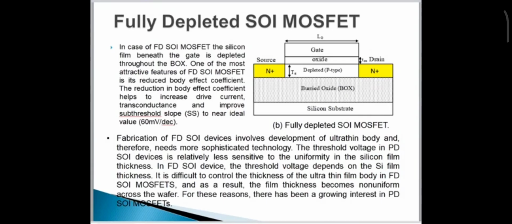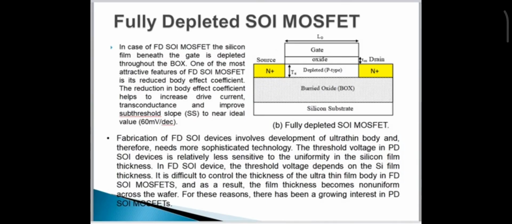Next is the fully depleted SOI MOSFET. In case of fully depleted SOI MOSFET, the silicon film beneath the gate is depleted throughout the body. One of the most attractive features of the fully depleted SOI MOSFET is its reduced body effect coefficient. The reduction in the body effect coefficient helps to increase the drive current, transconductance and improve subthreshold slope to near the ideal value of approximately 60 millivolt per decade.